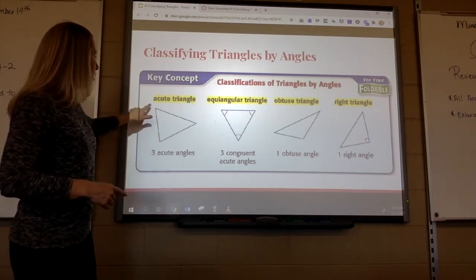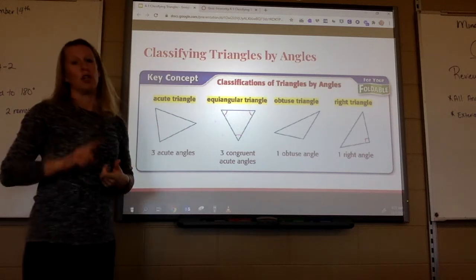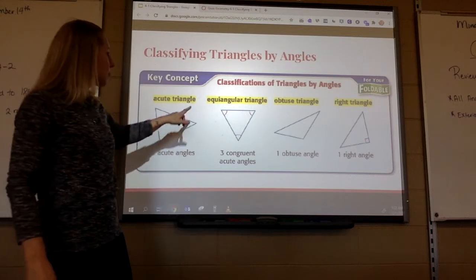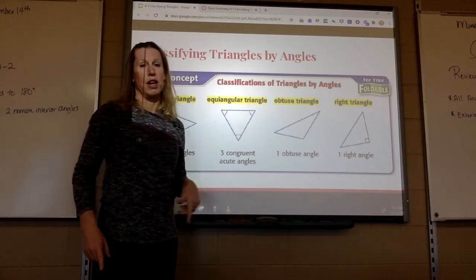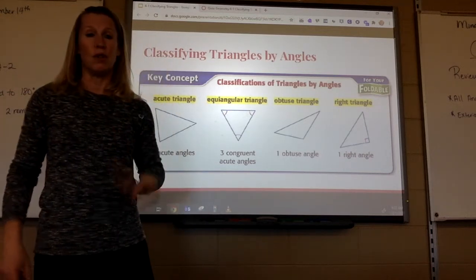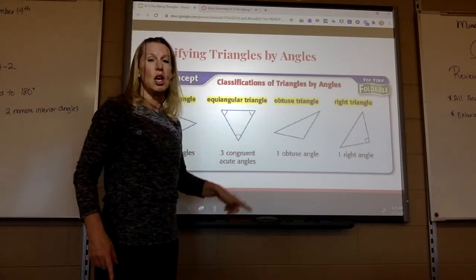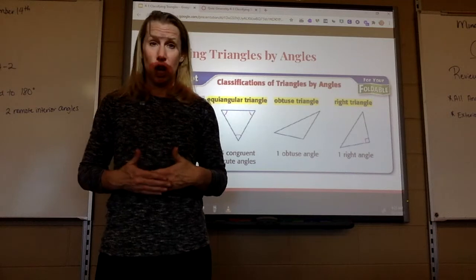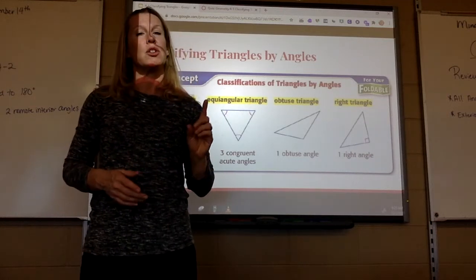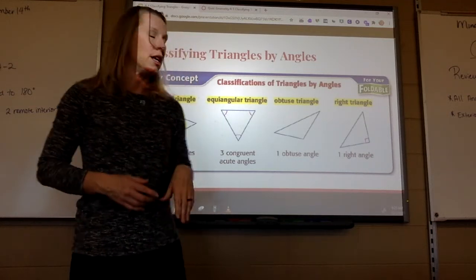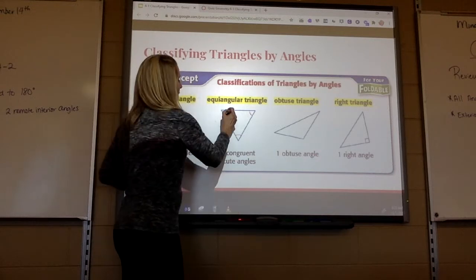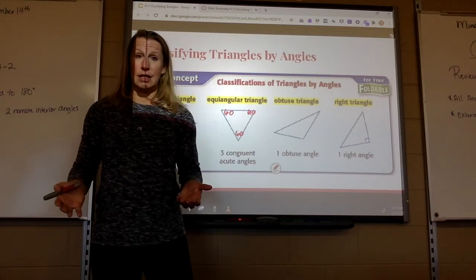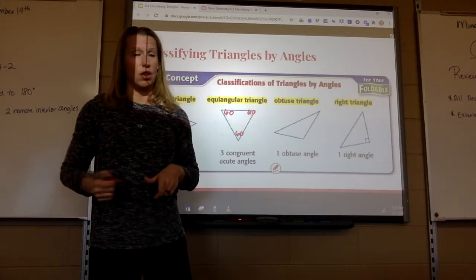So by angles, an acute triangle means all three angles are less than 90 degrees. An equiangular triangle means all three angles are equal, and you'll see them marked with humps. I'm not sure if you know, but all the angles in a triangle add up to 180 degrees. So if you do 180 divided by 3, you get 60. So all these angles could be marked as 60 degrees. So that would be equiangular.